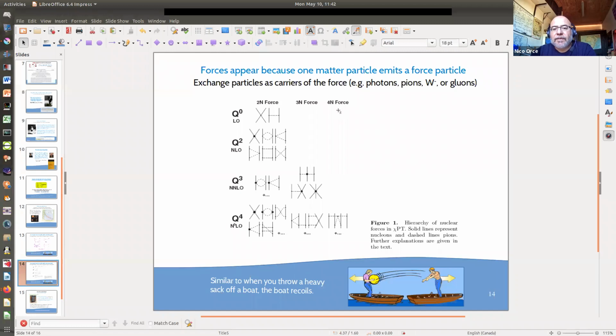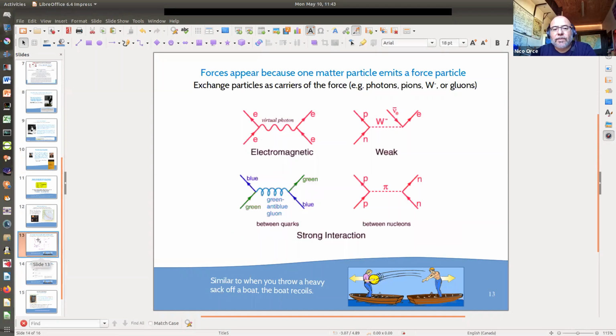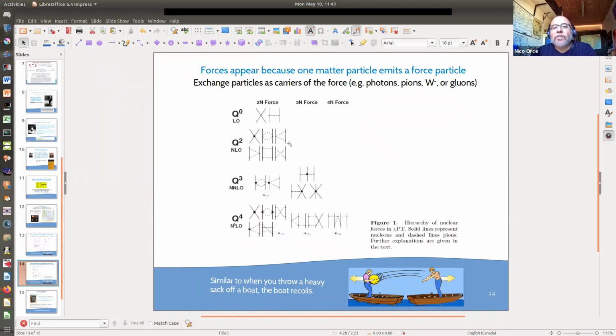So obviously these are different Feynman diagrams, and it's a little bit more complicated than just these four that we see here. There are more perturbative methods, and we can apply leading order, next to leading order, next to next to leading order, next to next to next to leading order perturbation. This is called chiral perturbation theory, but just an example of different Feynman diagrams which can explain, for instance, 2 nucleon forces, 3 nucleon forces, 4 nucleon forces, and so on and so forth.